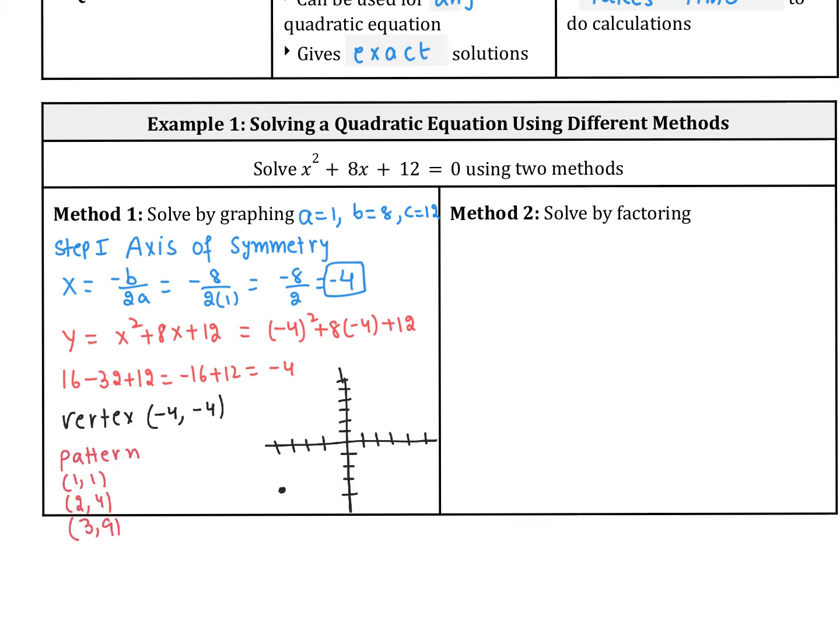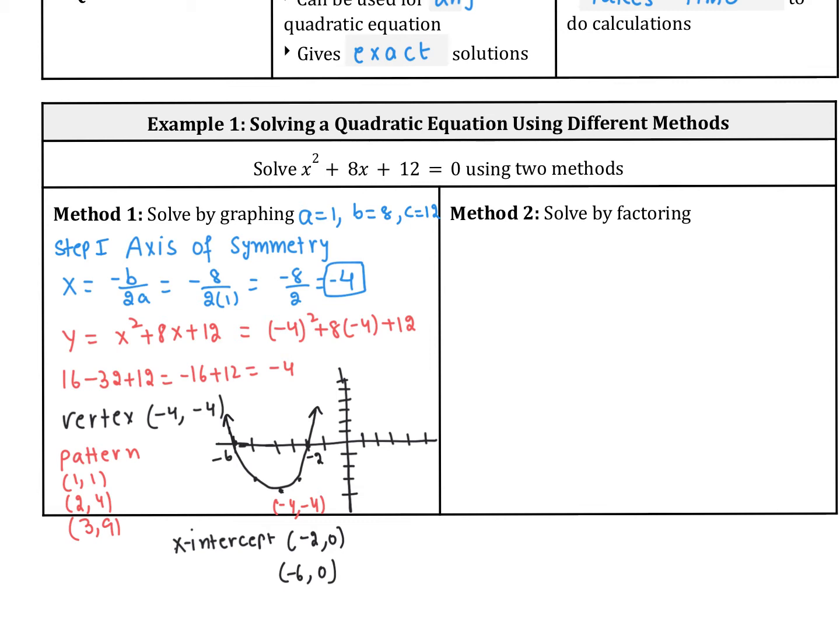After you plot the vertex, negative 4 comma negative 4, you're going to follow the pattern 1 1, 2 4, 3 9. When you follow the pattern, 1 over up 1, 2 over up 4, you're going to get the points negative 2 and negative 6 as your x-intercepts. So the x-intercepts are negative 2 comma 0 and negative 6 comma 0.